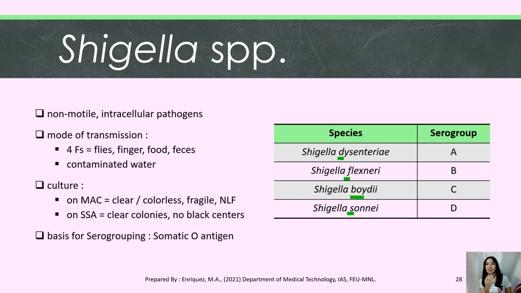So nung time po namin, yung tinuro sa amin nung seminar prof namin was don't F boys. Okay? So this is a family-friendly channel. Bahala na po kayo kung anong ibig sabihin ng F, di ba? Basta don't F boys. So it stands for the proper order of the Shigella species. So dysenteriae is A, flexneri is B, Boydii is C, and sonnei is D.